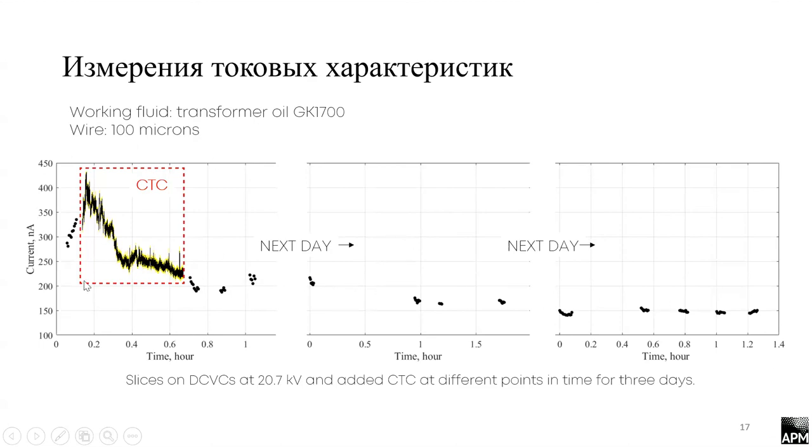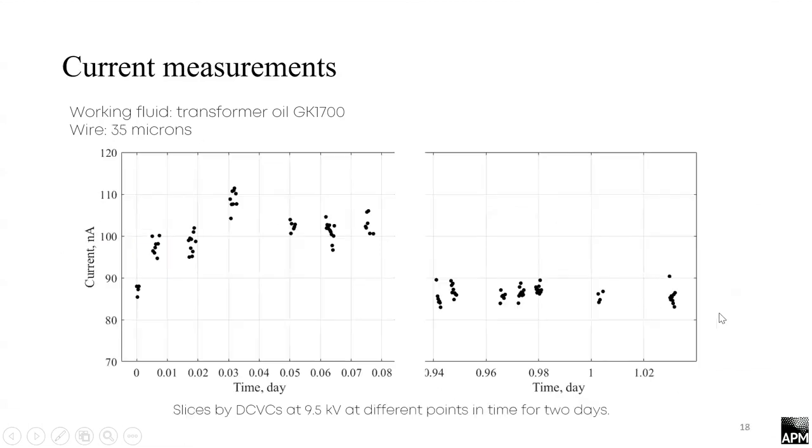And we can see that at first day, we have some processes happening. And then on the second, the third day, it is quite stable. And the results that we have on the third day, we can take as a clean result. So the clean current voltage characteristics.